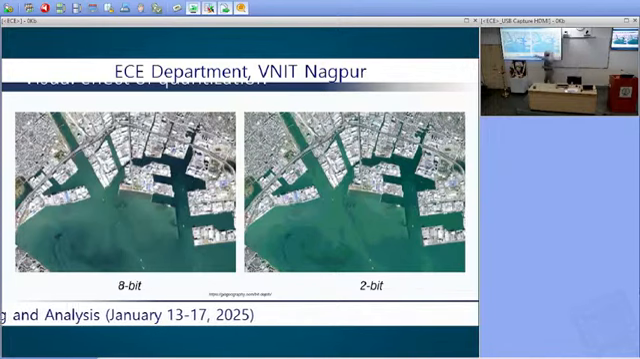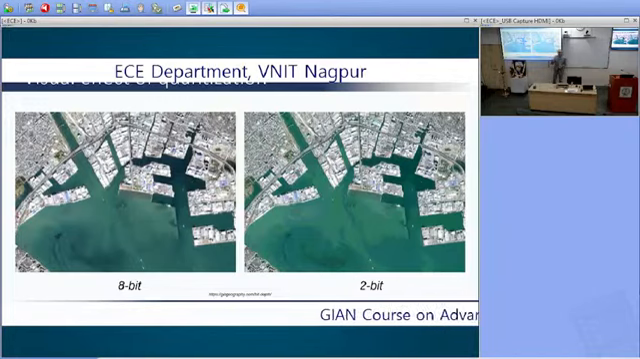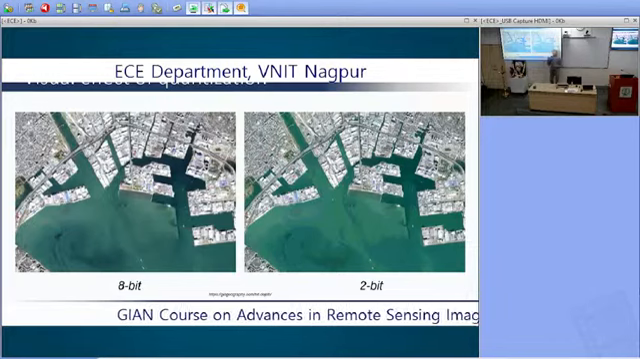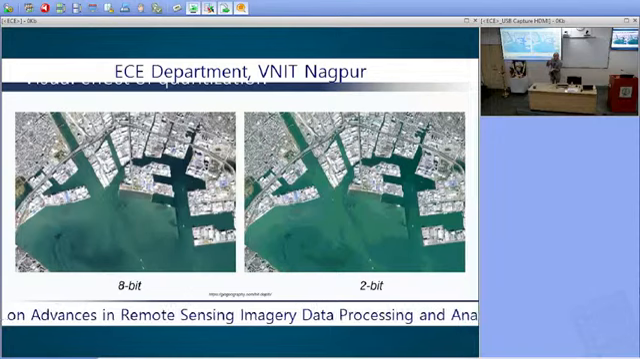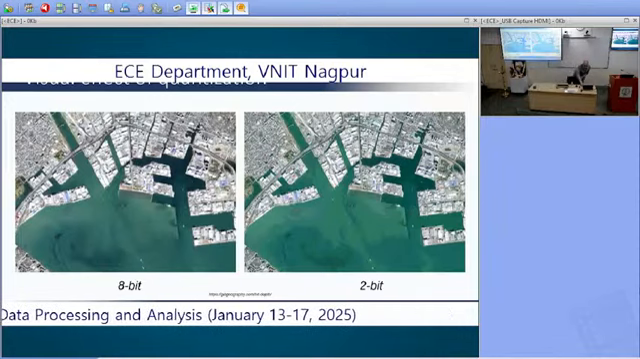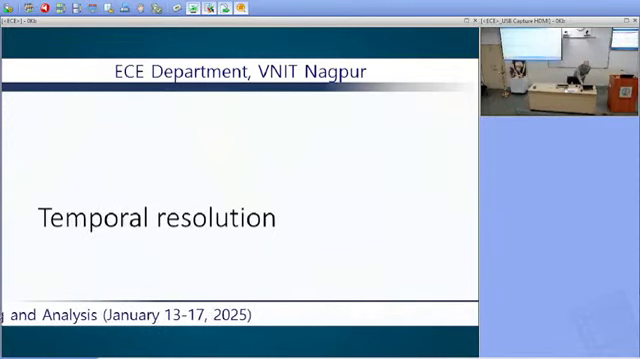In this image, I'm just exaggerating the effect of reducing the radiometric resolution in order to show you what the effects would be. The effect is that of compressing a range of values into a single value. It may be okay, it may not be okay, depending on the application. But I didn't want to discuss this too much.